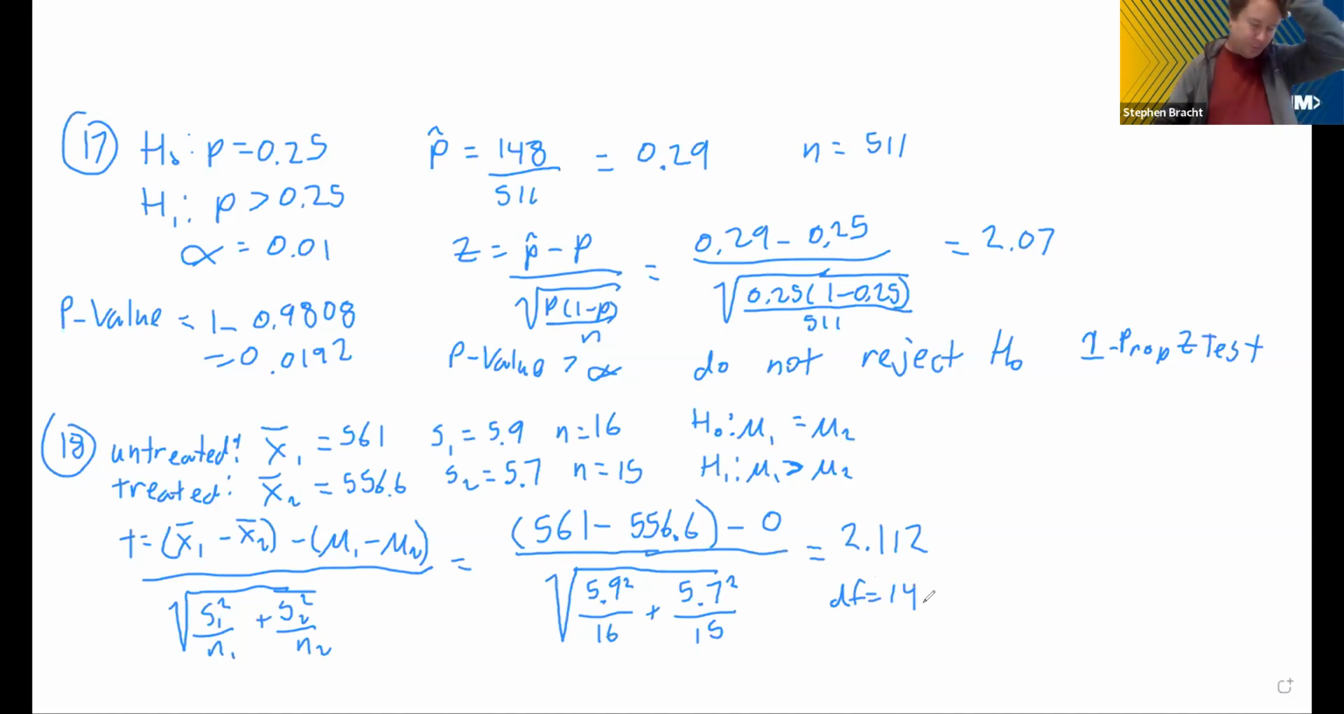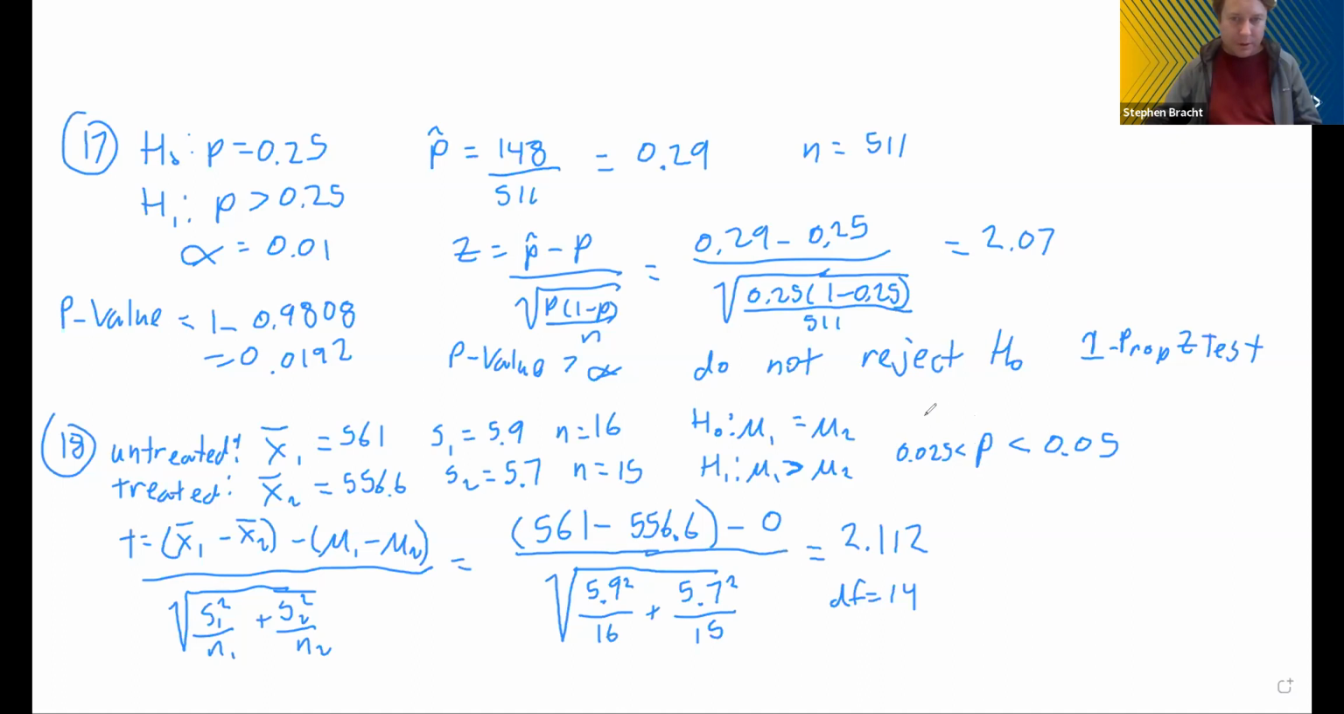And then we did just like what we've done before. You go to the table, you find the row corresponding to 14 degrees of freedom. You find the two numbers in that row that are on either side of 2.112, and then go up and look at the area in right tail values. That will tell you that basically your p-value falls somewhere between 0.025 and 0.05.